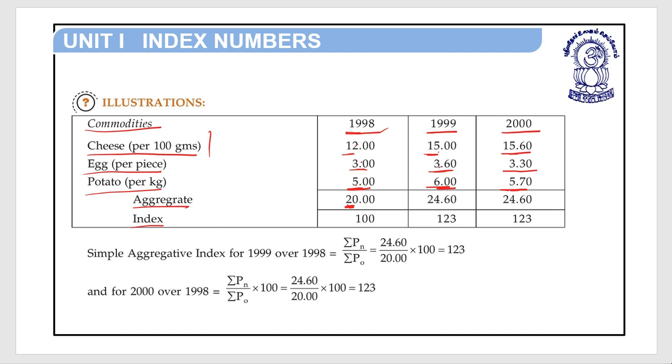15 plus 3, 18, plus 6, 24, 24.60. Then 15 plus 3, 18, 18 plus 5, 23, plus 1.60, so 23 plus 1.60 is 24.60.